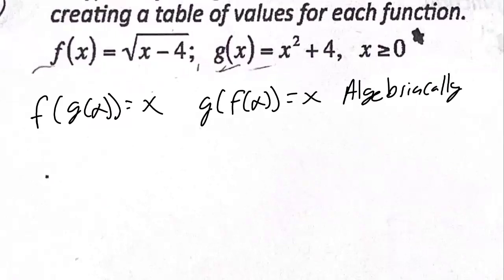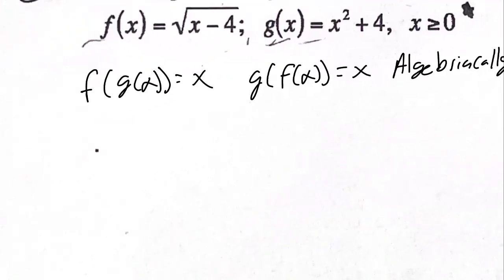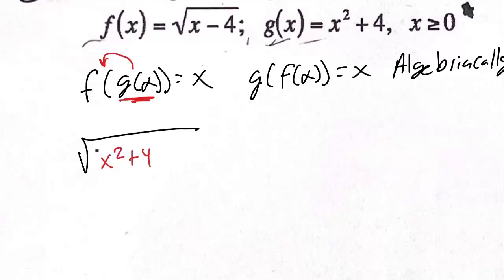Because we already proved that if you have your function and you plug it into your inverse function and vice versa, if you get x, they are indeed inverse functions of each other. Does anyone have any questions so far? Okay, so this means we're going to plug g of x into my f of x function. So I have the square root of x squared plus 4 minus 4. Right? Plugging g of x into f of x.